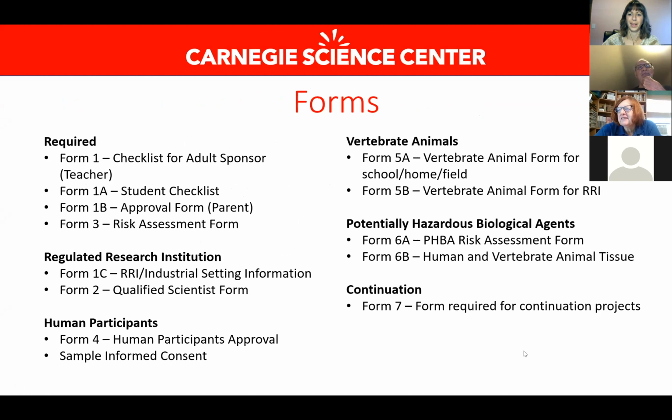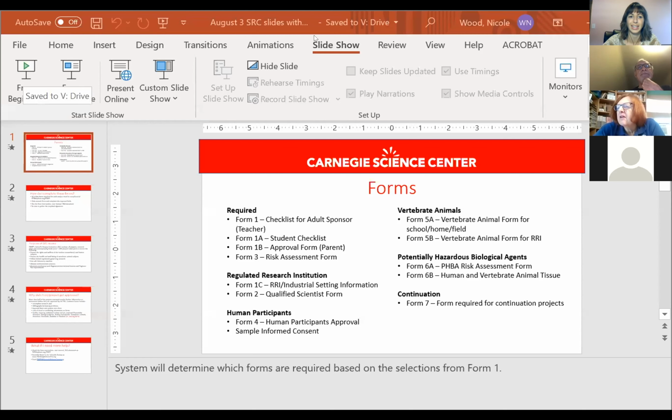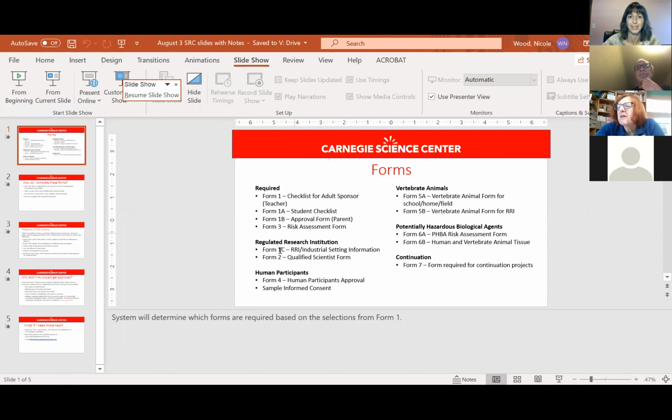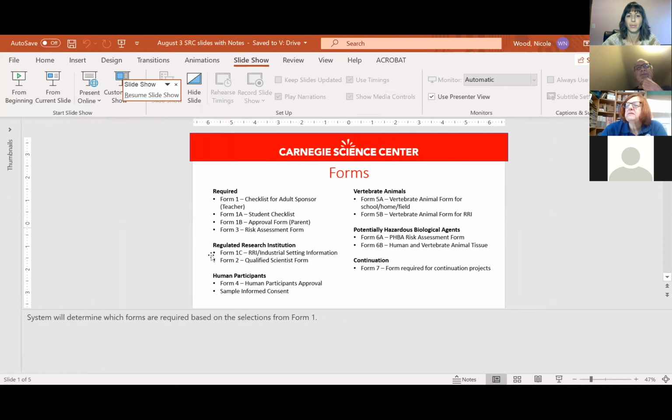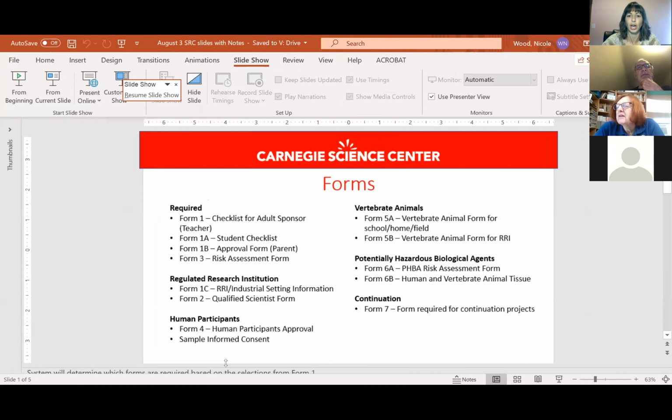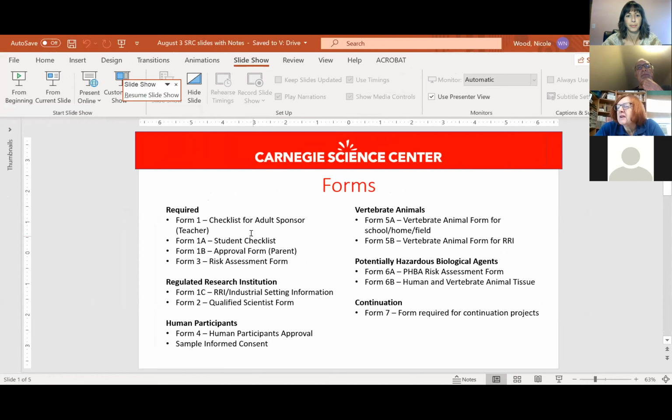while I talk. So you'll have a form 1, which is the adult sponsor checklist. We use that form to decide which other forms you're going to need. So if you say things like, this is going to involve human participants, then you're going to generate the human participants forms. So form 1 will do a lot of the logic behind the other forms you need.